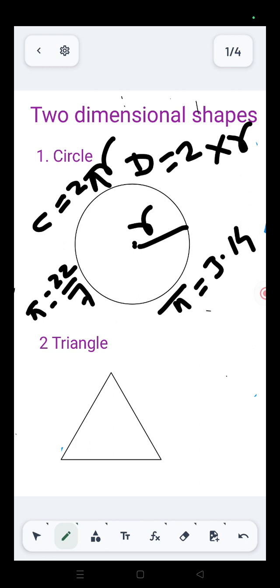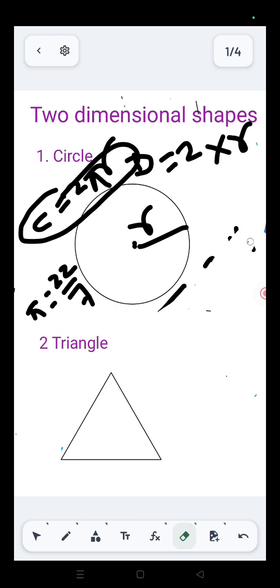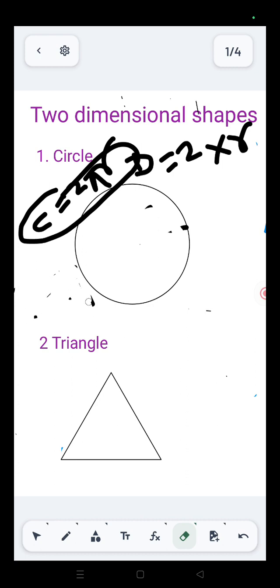So if you have to calculate the circumference of a circle, then you will take this formula, C equal to 2 pi r. Now the next formula is the area of the circle. Area is represented mostly by capital A. So what is the area? The area under the circumference of a circle is called the area of the circle.